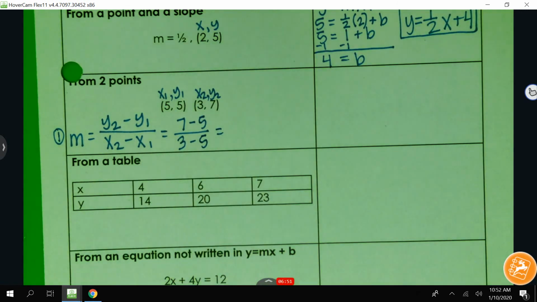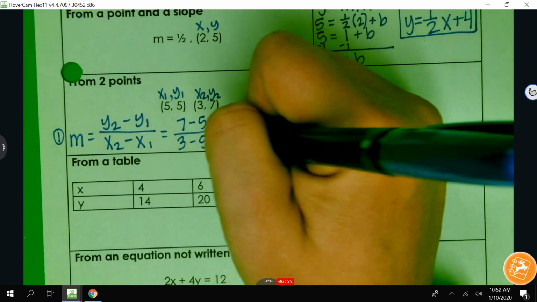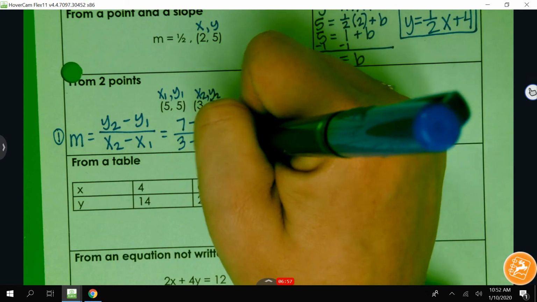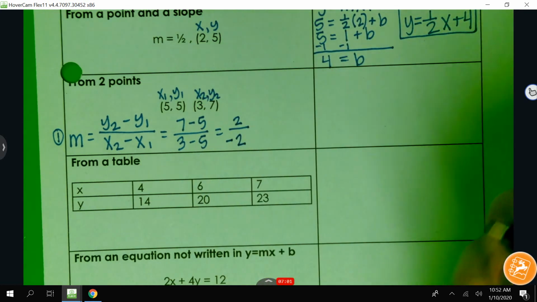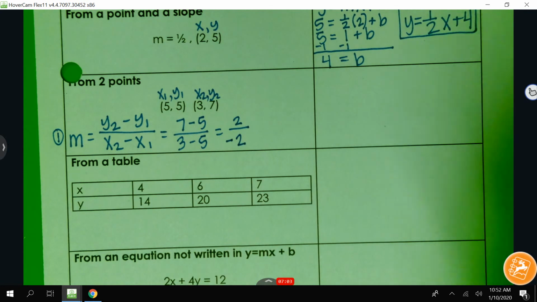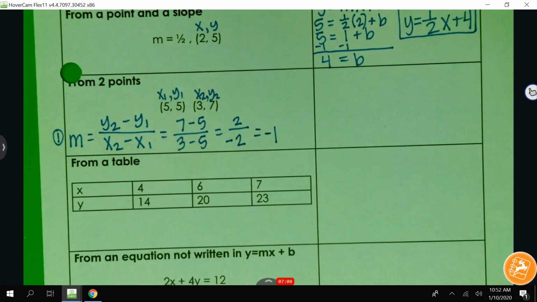So what's 7 minus 5? 2. 3 minus 5? Negative 2. So what is 2 divided by negative 2? Simplified, negative 1. Okay, so what is my slope? Negative 1.